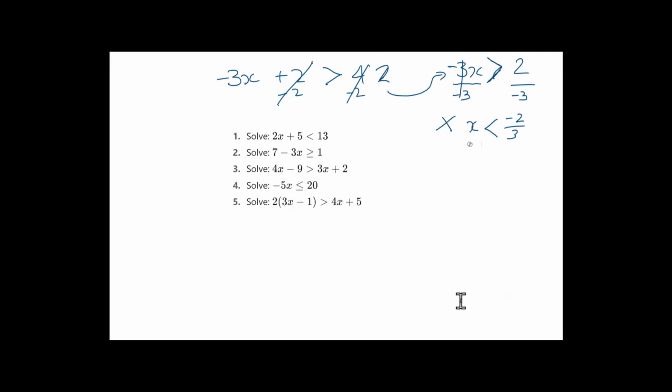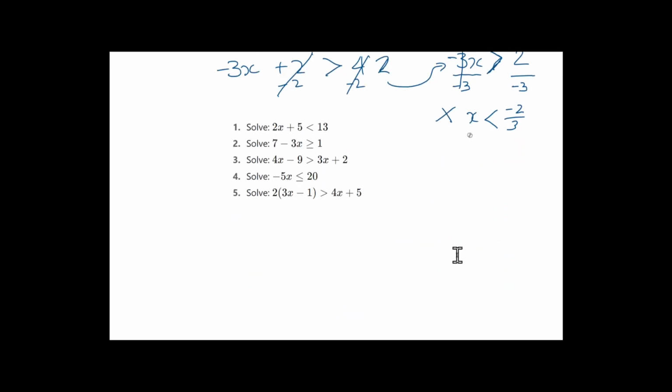Now let's do some questions just so we can anchor that in. So this one here is 2x plus 5 is less than 13.